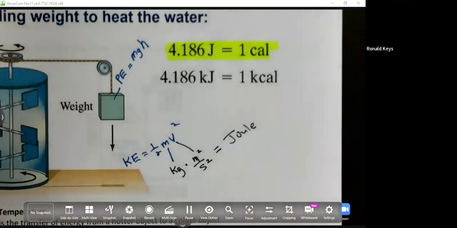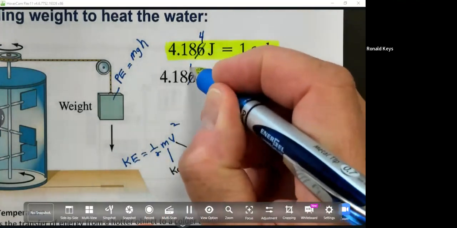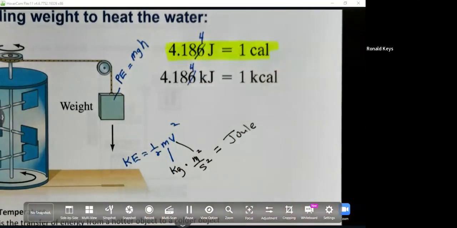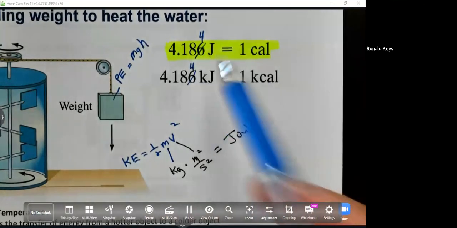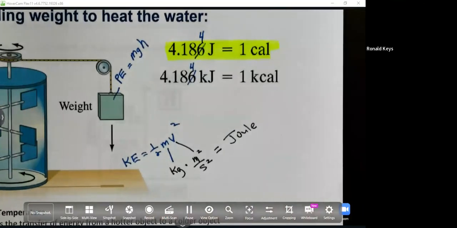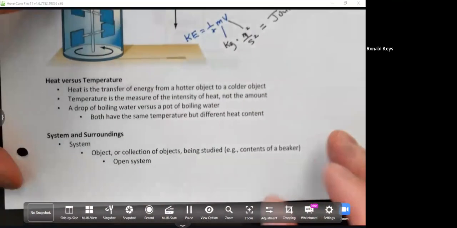Calories and joules. This is a 4. So you're going to go back and forth quite a bit. 1 calorie is 4.184 joules. Okay, heat versus temperature.